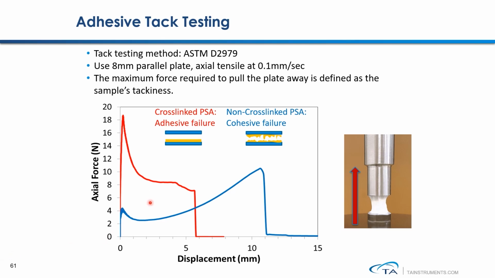This figure shows the tack testing results of a non-cross-linked and a cross-linked PSA sample. The cross-linked PSA shows significantly higher cohesion strength due to the introduction of the cross-linking network. Therefore, failure occurred at the interface. The non-cross-linked PSA shows weaker cohesion bond, so failure is observed between the polymer adhesive layers.